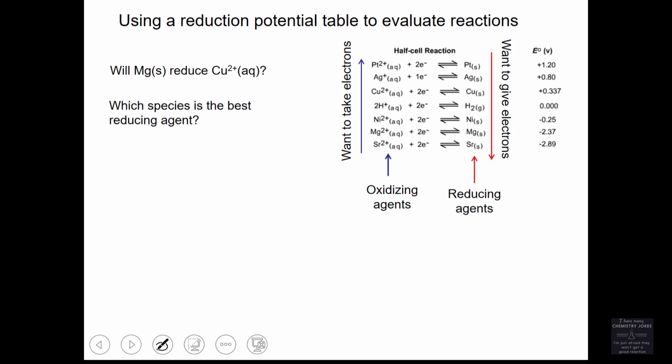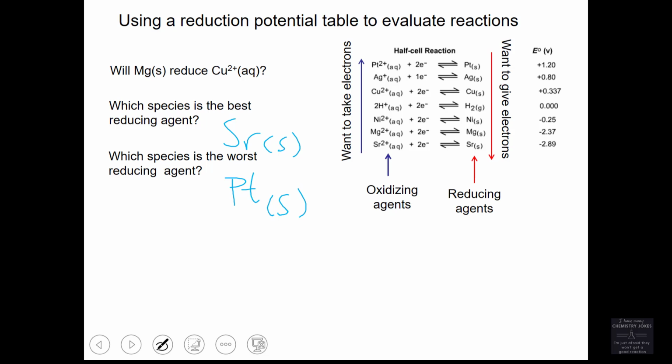So you can very easily answer questions like, which species is the best reducing agent? That would be strontium. Which species is the worst reducing agent? That would be platinum. And really, because we want to make sure you guys aren't thinking of these as ions, I'm going to tell you it's platinum solid and strontium solid. Will H plus oxidize silver solid?